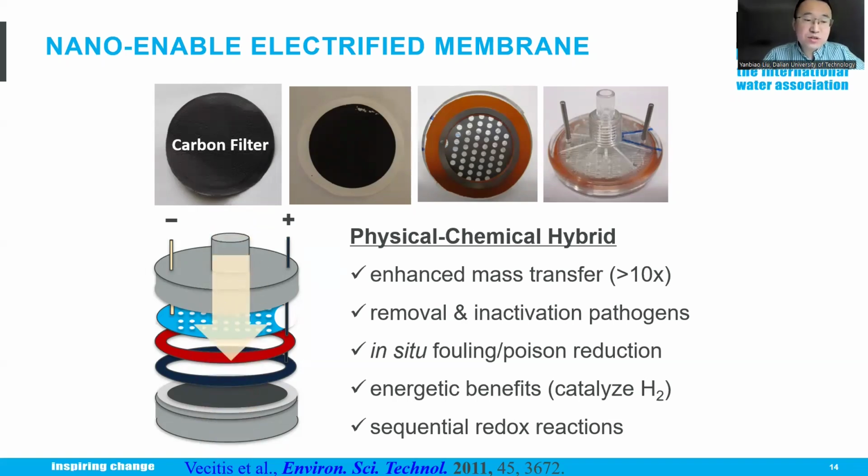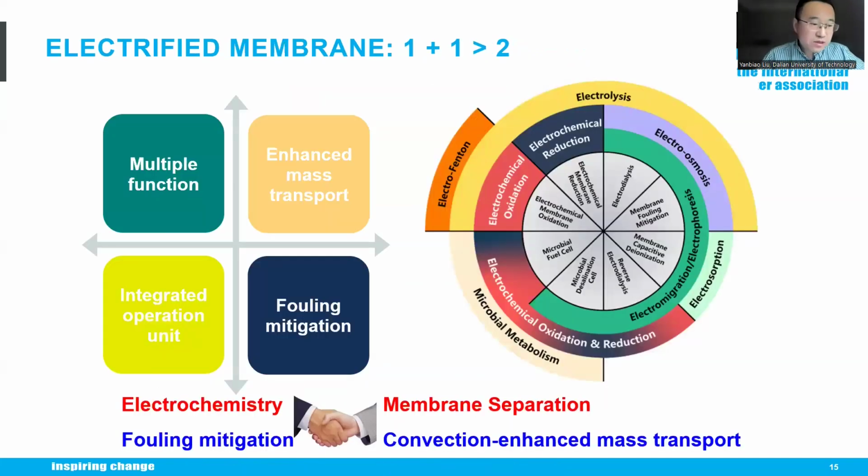Here are some pictures of the device. This is a hybrid of physical adsorption and chemical oxidation. By using the flow-through operation, the mass transport can be greatly enhanced by convection. And once we apply an electric field, it can decompose organic molecules, deactivate bacteria or pathogens, and also catalyze some reactions, like the production of hydrogen peroxide or other chemicals. Such a hybrid design features several advantages, like enhanced mass transport, mitigated membrane fouling, and multiple functions.